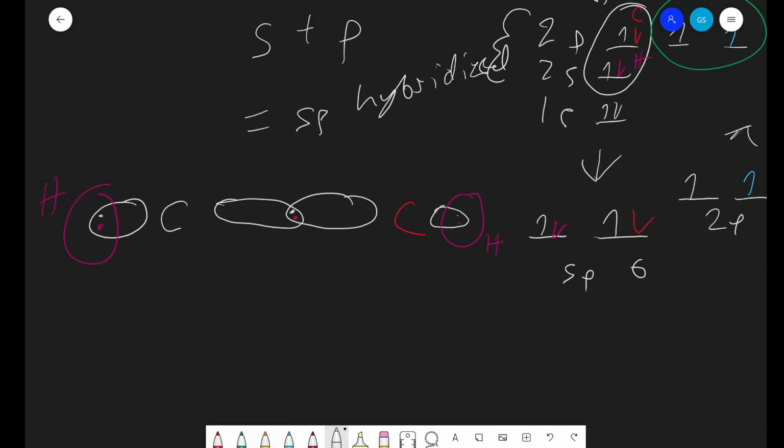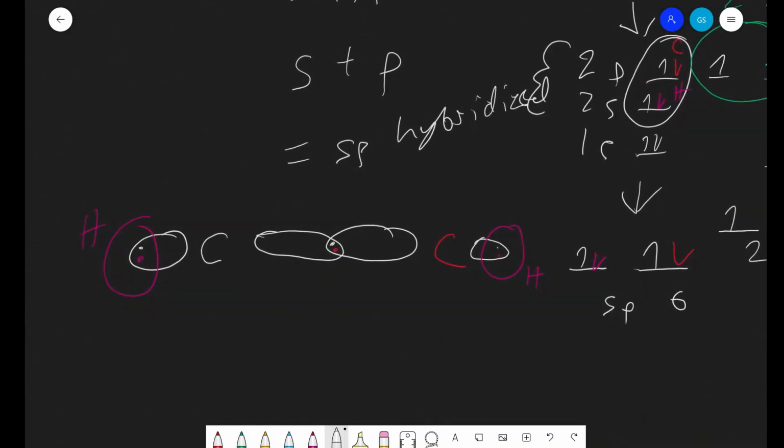Right. And now in that first example, I drew only one p orbital on both sides, and that's to represent a double bond. But if you have a triple bond, we draw two p orbitals. Yikes, that second one was awful.